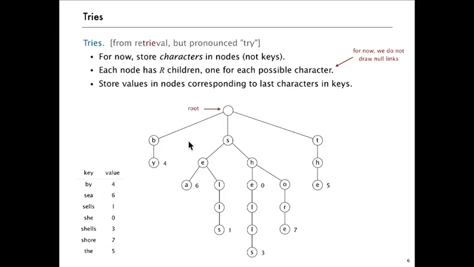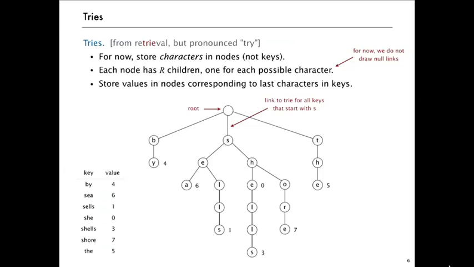But to get the concept, we'll use this graphical representation where we have characters in nodes and we don't show any null links. And the other thing is, remember, a symbol table is associating a key with a value. So this try is built for this set of key-value pairs. And what we do is we store values in nodes that correspond to the last characters in keys. So that's what these numbers here are, and we'll look a little more in detail at how this try is built in just a second. So that's the basic idea. We're going to have string keys, we're going to associate values, and we're going to use this tree data structure, but we're not going to draw the implied null links for now.